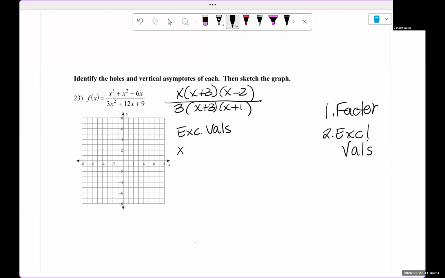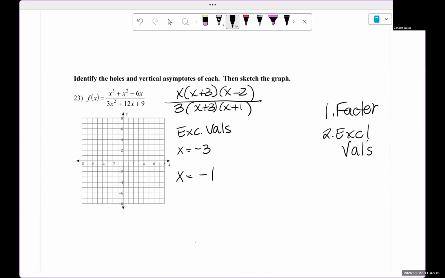So one is x equal to, if I have an x plus 3 on the bottom, my excluded value is x equals negative 3. Okay, what else? Okay, x plus 1 on the bottom, x equals negative 1.